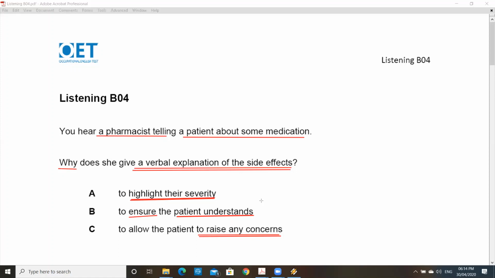So keeping these three things in mind, now we will listen to this conversation. You have to find out why the pharmacist is giving a verbal explanation. Is she trying to warn the patient about the severity of the side effects? Is she trying to simplify things for the patient so the patient understands, or is she trying to explain and allow the patient to ask doubts or questions? Again, remind yourself that you have to go for an overview of the entire conversation. You would definitely hear something about the side effects here, the severity of it. But the correct answer choice will be the good summary of this entire conversation. So here we go. I'm going to play this now.